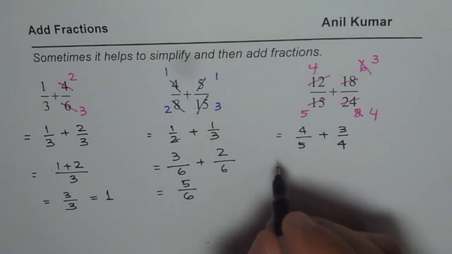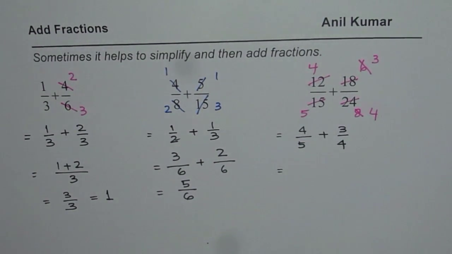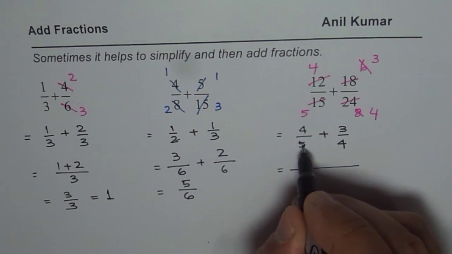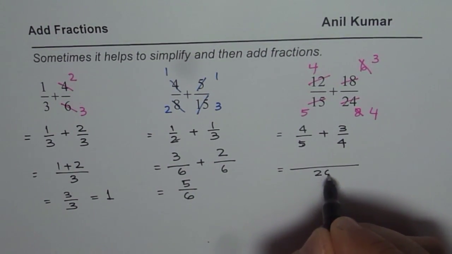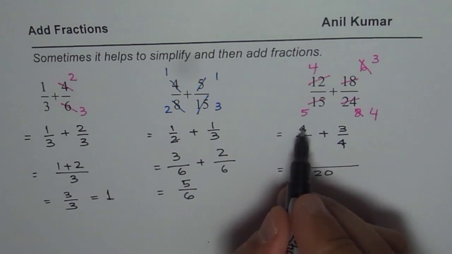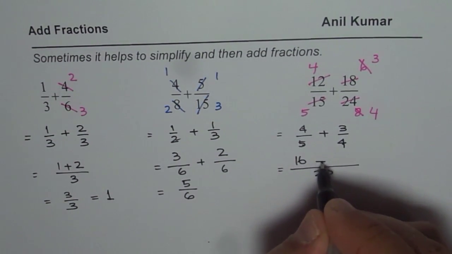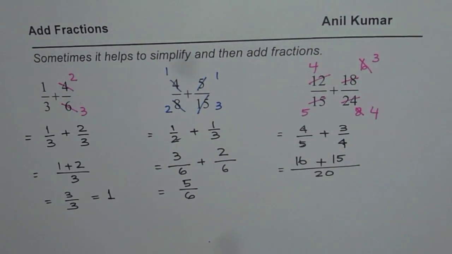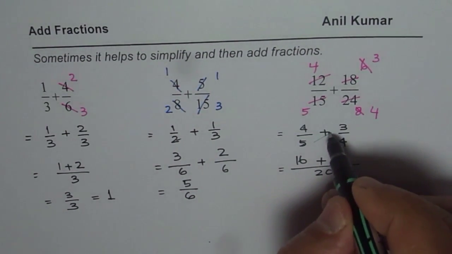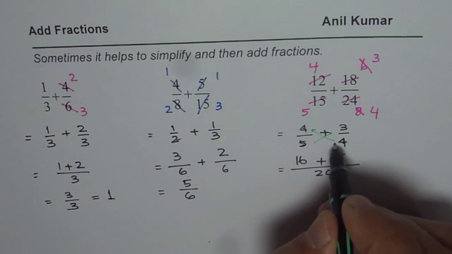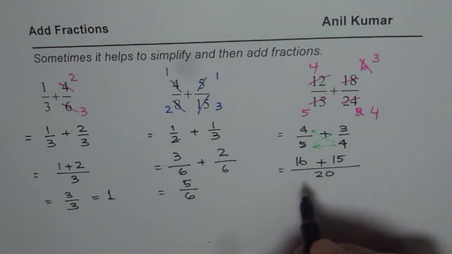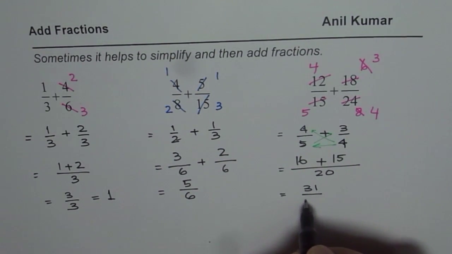This is similar to that case. Denominators are prime numbers, nothing common, so we'll multiply. So the common denominator is 5 times 4, which is 20, and the numerator is 4 times 4, which is 16, plus 5 times 3, which is 15. So that is what we call cross multiply. So you cross multiply, do you see that? And all these things, and get your fraction. 16 plus 15 is 31, so we get this as 31 over 20.